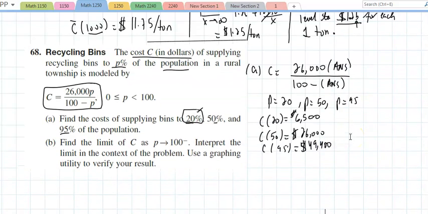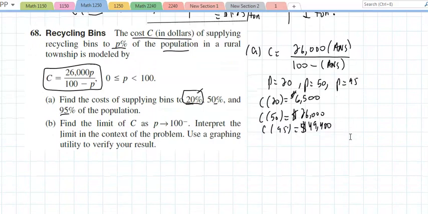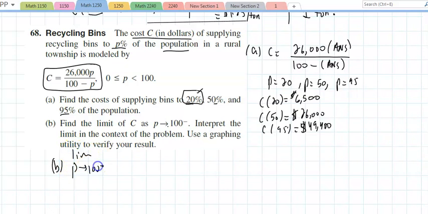Do you see what's happening? The price is going up, unlike what we were doing before. Before, when x was growing, the cost was decaying. Here, if you want to supply everybody in the population, it seems the price is going up. How about part B? Find the limit as p approaches 100 from the left of 26,000 p over 100 minus p.